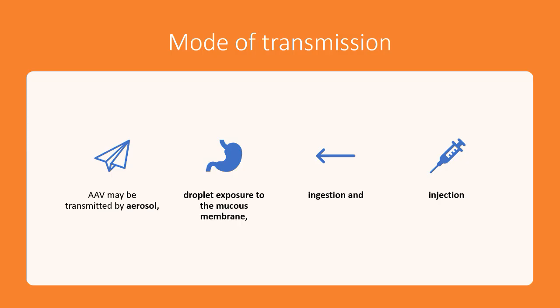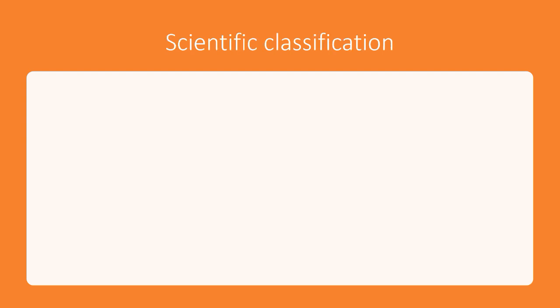What are the modes of transmission? The transmission is via aerosol. Okay, it can be transmitted via aerosol, droplets, exposure to the mucous membrane, ingestion, meaning any way you can eat or drink food, and then injection. All these modes are transmissible modes for the adeno-associated virus.